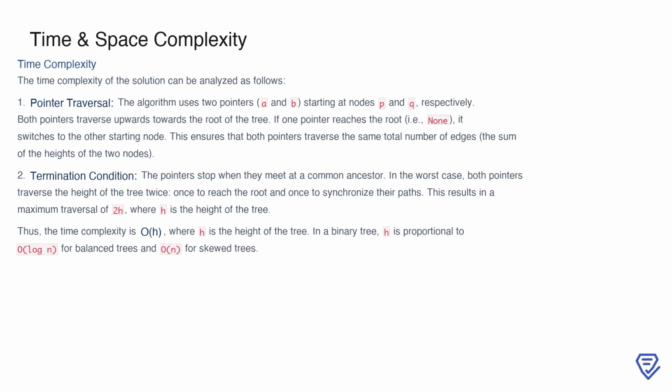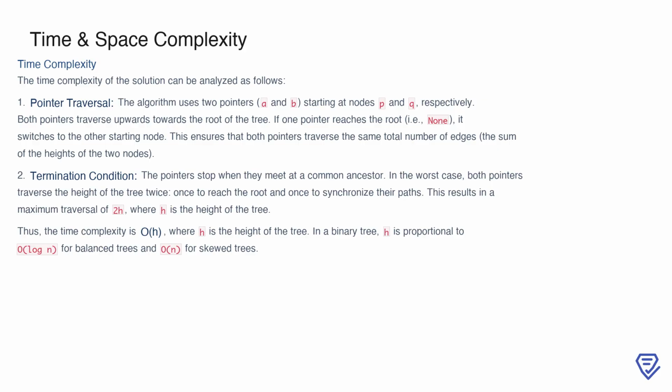To analyze the time complexity of this solution, let's consider the process of pointer traversal. The algorithm uses two pointers, A and B, which start at nodes P and Q, respectively. Both pointers move upwards through the tree, one edge at a time, towards the root. If a pointer reaches the end of its path, meaning the root of the tree, it switches to the other node's starting position. This clever design ensures that each pointer traverses an equal total number of edges, which is the combined height of the two nodes. The algorithm stops when the two pointers meet at their common ancestor.